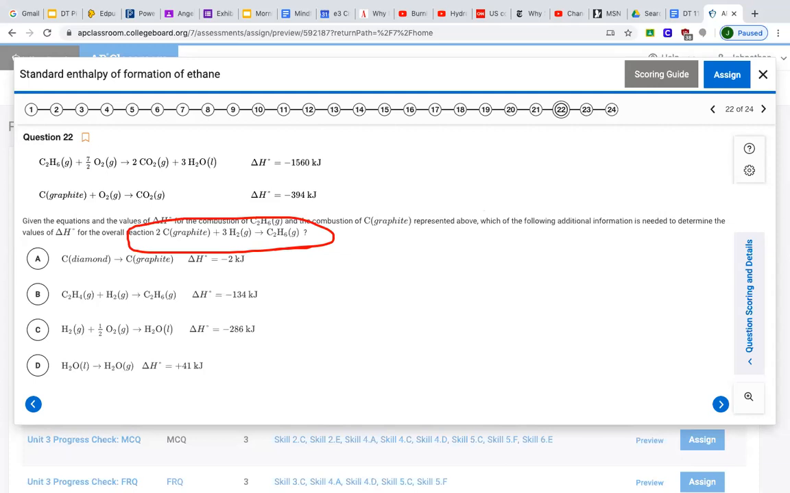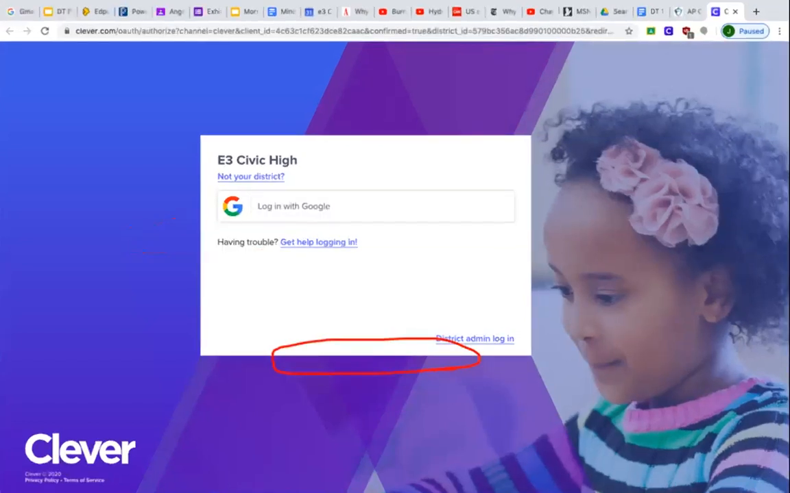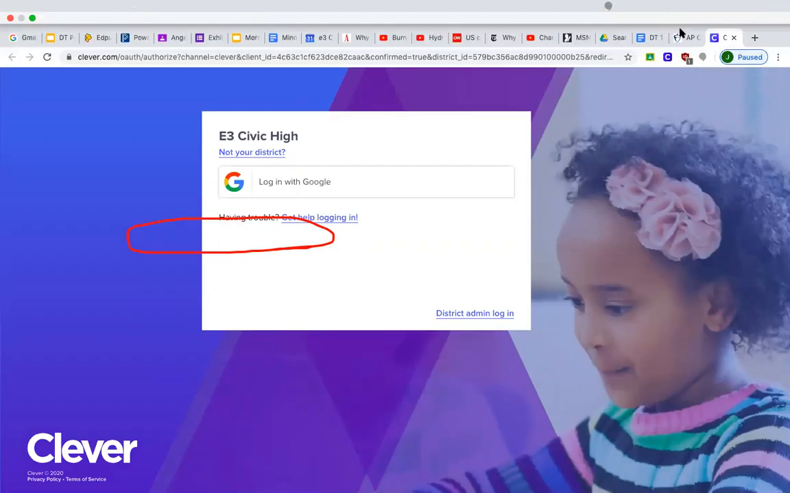I'm going to erase that so it doesn't mar the board, but we're trying to figure that out. Uh-oh. I clicked the wrong thing. Uh-oh. Okay, where's AP Classroom? There it is.